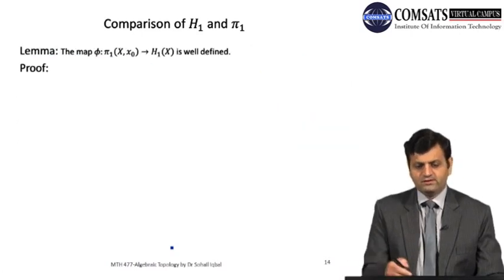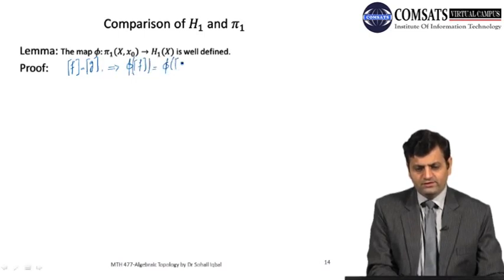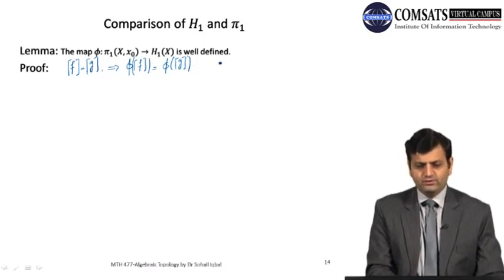For that we have our next result, that this map is well defined. So what do we need to see? We need to see that if f and g are the same elements, then their images are the same. That is, phi of f is equal to phi of g. That's what we have to show.